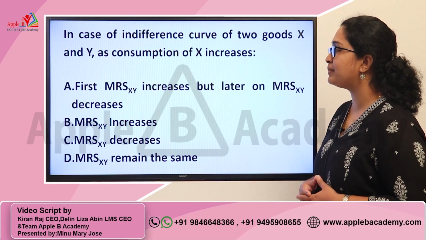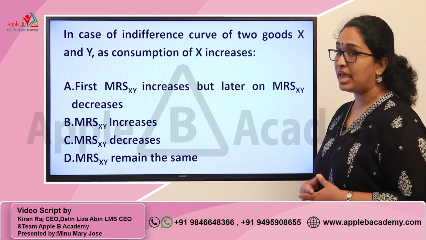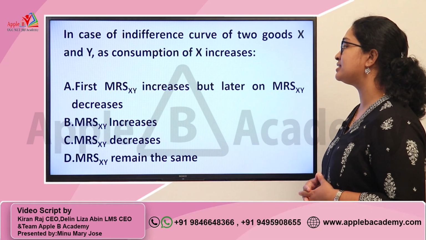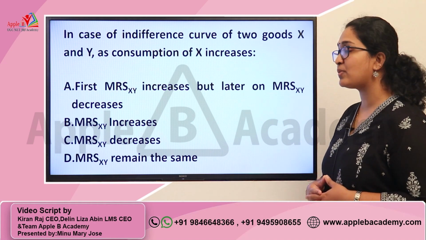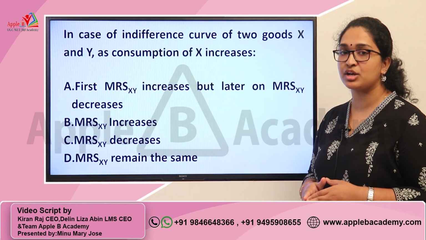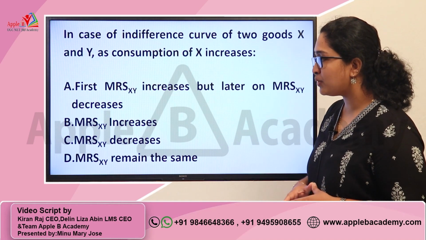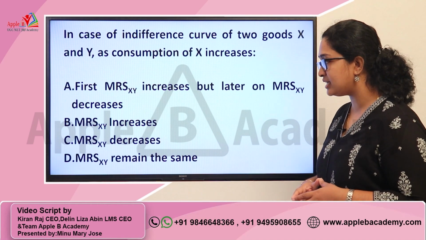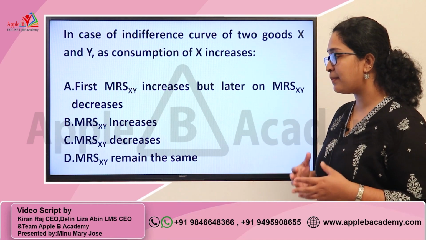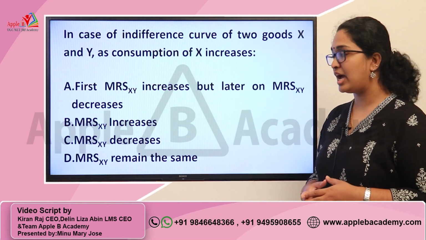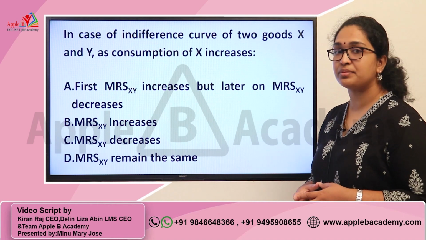Option A is, first MRS XY increases, but later on MRS XY decreases. MRS XY is the marginal rate of substitution. Option B is MRS XY increases. Option C is MRS XY decreases. Option D is MRS XY remains the same.